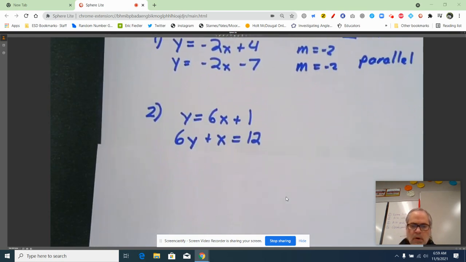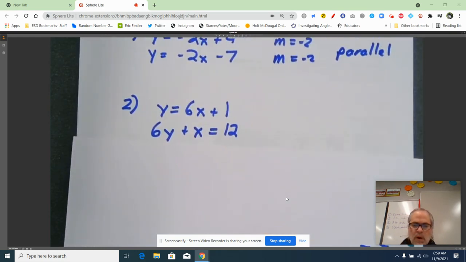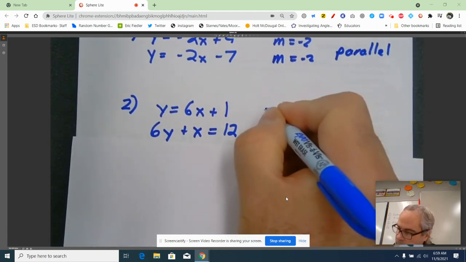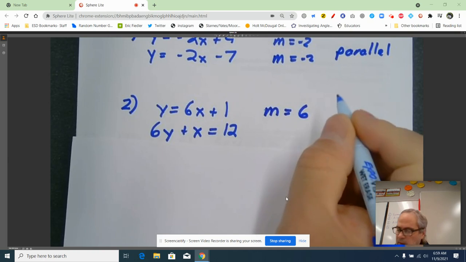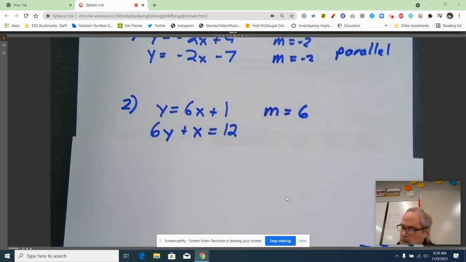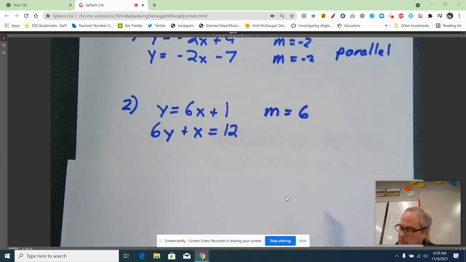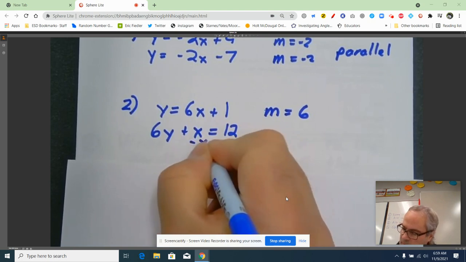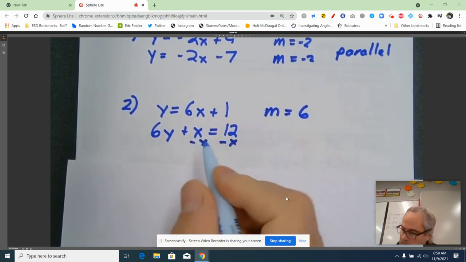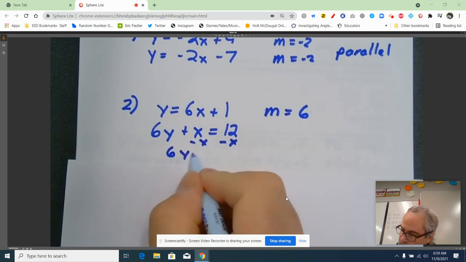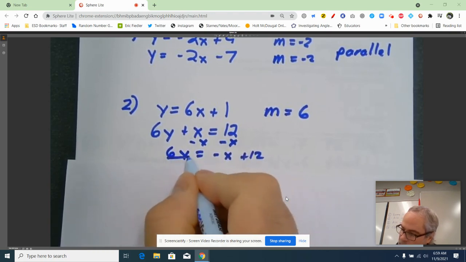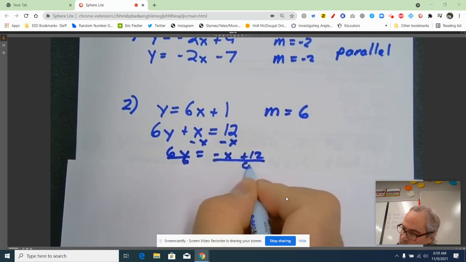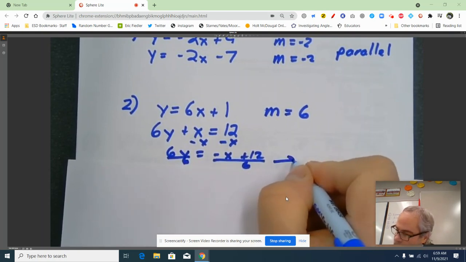Okay, a little bit different form, y equals 6x and 6y plus x equals 12. Well, the top one has a slope of 6 because it's the number in front of the letter. The second equation we're going to have to do a little bit of work on. So first thing I'm going to do is subtract x from both sides. And I get 6y equals -x plus 12. And then I'm going to divide both sides by 6 to get y by itself.